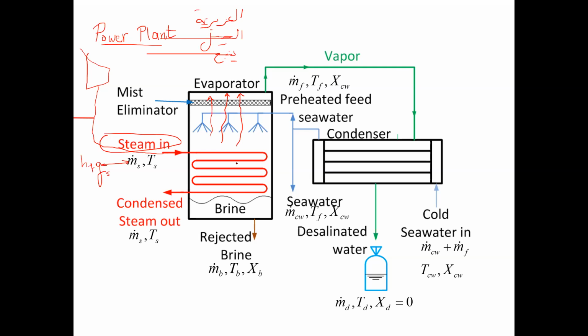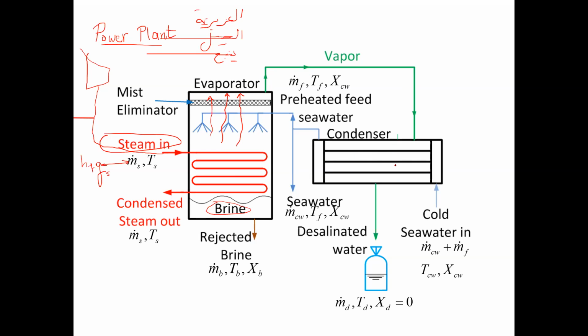The part that will not evaporate is going to fall down, and we call it brine, which is a concentrated solution of salty water. This is going to be rejected back to the sea. Whereas the vapor that passed by the mist eliminator is going to be taken here in a pipe or a tube, where it will enter into a condenser.